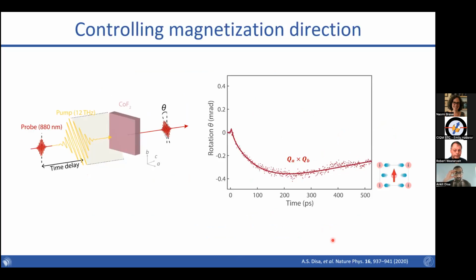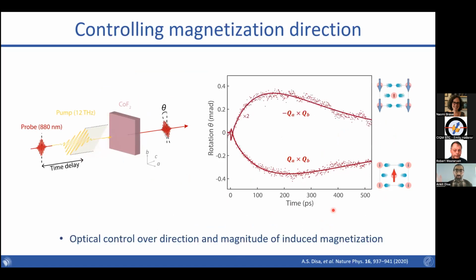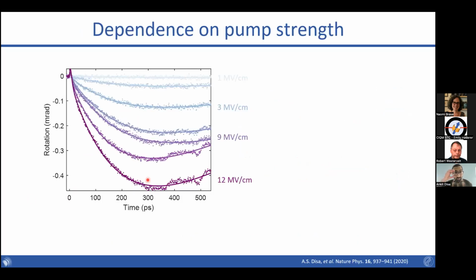Okay, so let's see if this works. What I'm showing you here is the same data that I showed you before. And now I'll just rotate the pump by 90 degrees, where we are now going to drive the Raman mode in the other direction. And you can see that indeed the magnetization signal, this rotation signal, switches sign. So this shows that we have a way of controlling the direction of the induced magnetization with just the incident light polarization. And so I think now the most interesting question remaining is how does the strength of this effect compare to the static piezomagnetic effect?